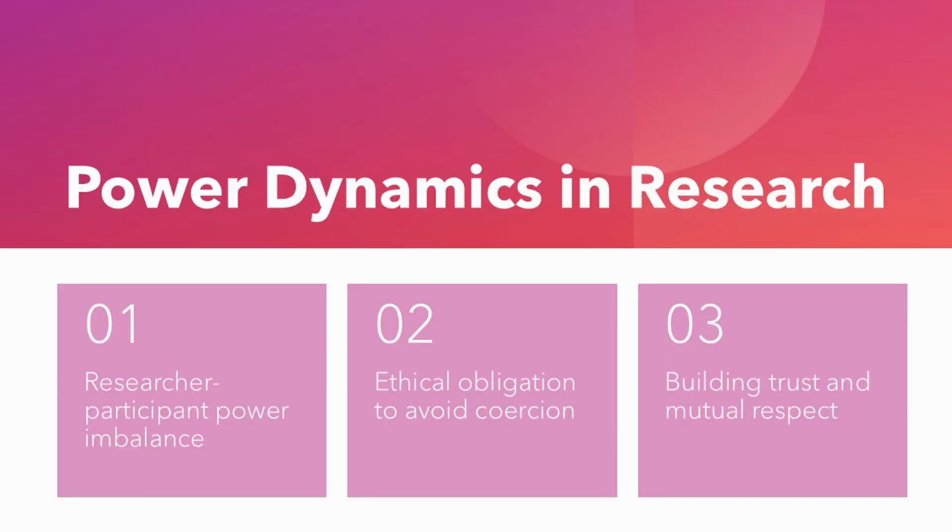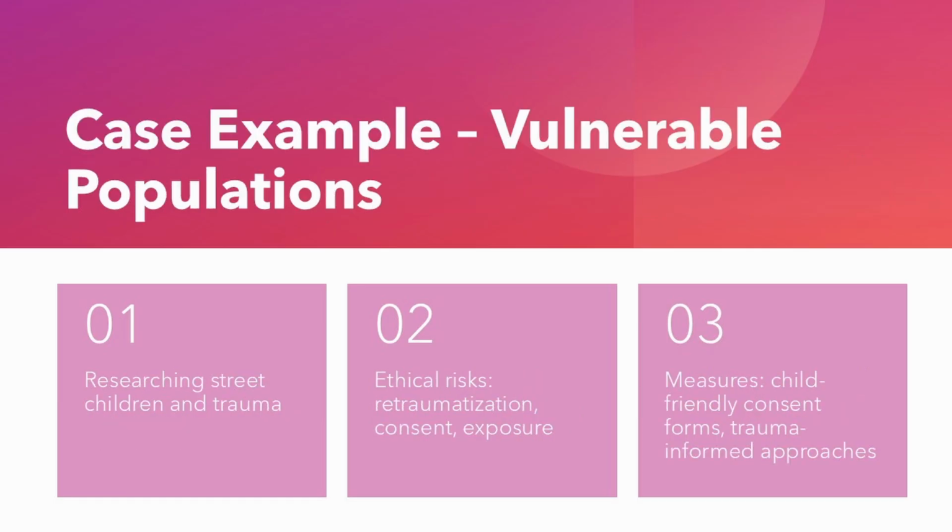Power dynamics are often present in social work research. Researchers may have more authority, education, or resources than participants. This creates an imbalance that could lead to coercion, intended or not. Ethical research involves acknowledging this imbalance and taking steps to build trust, mutual respect, and agency for the participants. This is especially important in research with children, the elderly, or persons with disabilities.